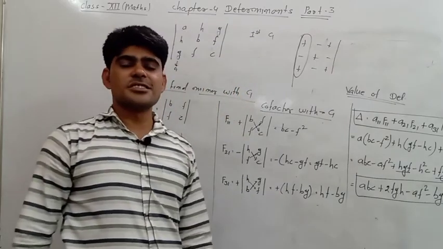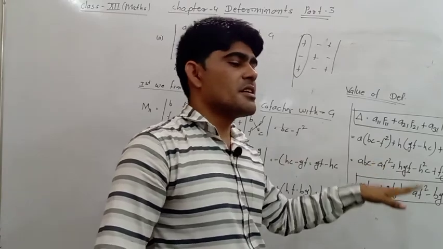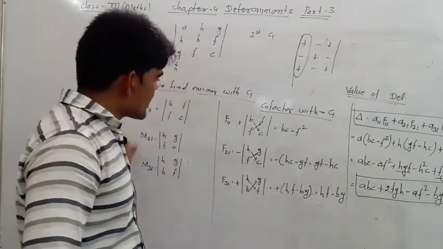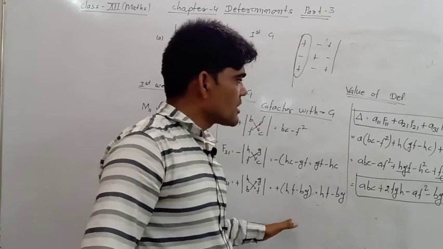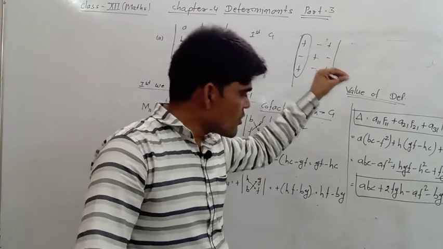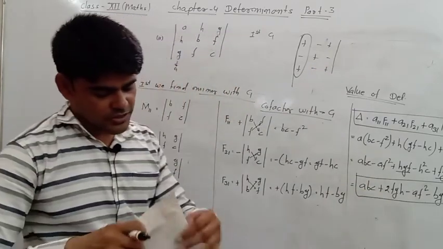Okay, there is a simple method for finding the value of any determinant in different formats. First we find the minor, second we find the cofactor, then by using the formula we can find the value of any determinant.